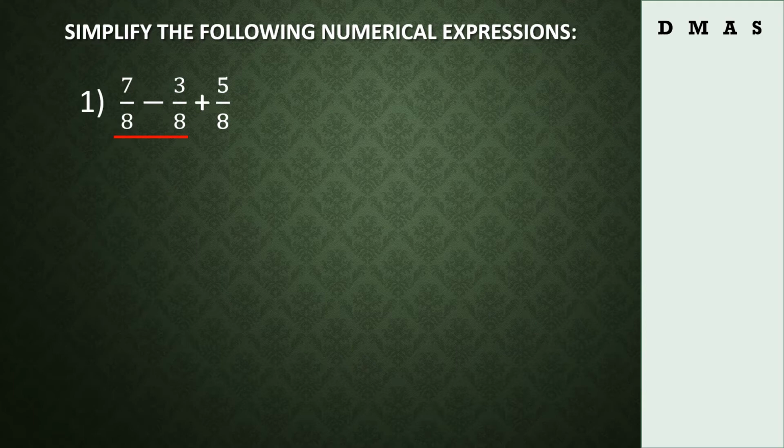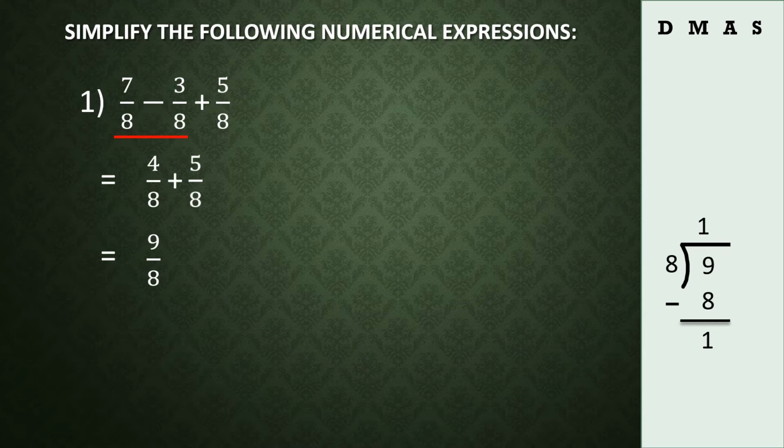7 upon 8 minus 3 upon 8. 7 minus 3 is equal to 4, so we get 4 upon 8. Then write plus 5 upon 8 as it is. Now add 4 upon 8 plus 5 upon 8. 4 plus 5 is equal to 9, so we get 9 upon 8. But 9 upon 8 is an improper fraction. So let's convert it into a mixed number. So divide. If we divide 9 by 8, we get 1 and 1 upon 8. So the answer is 1 and 1 upon 8.